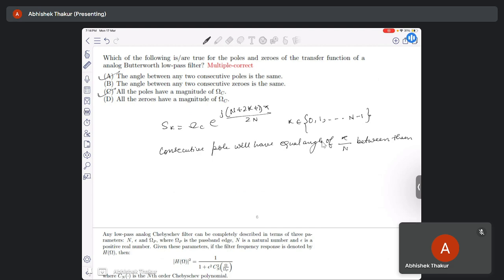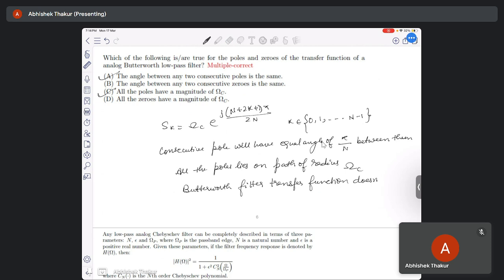Okay. All the poles lie on a path of radius omega c, and the Butterworth filter transfer function does not have any zeros. Okay.